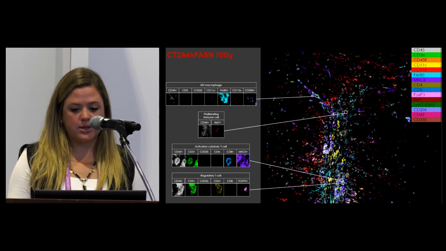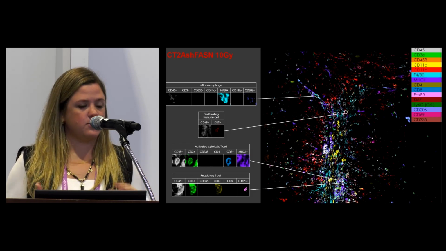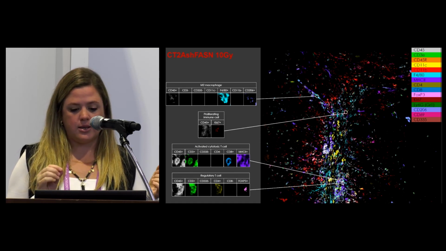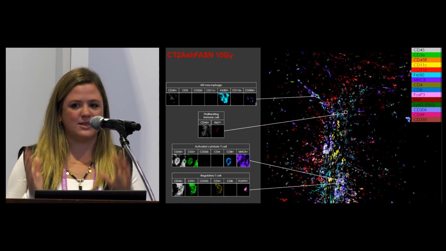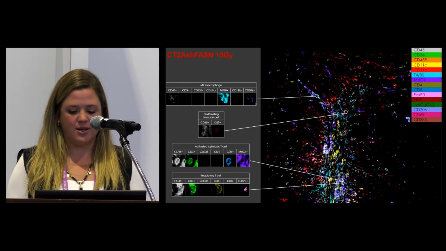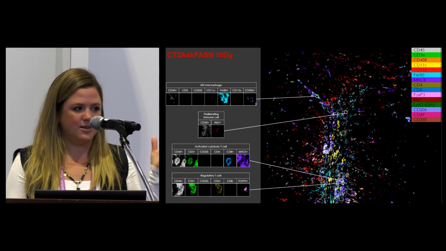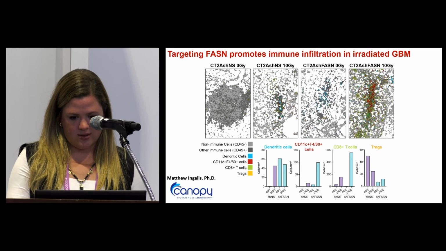Based on this, we did different analyses, and this part of the analysis was done in collaboration with Matthew Ingalls from Canopy. We did different analysis types. I'm just going to focus on CD8 and CD11C cells here because it's really relevant for radiation and to simplify it. But he did a lot of neighbor analysis and everything.